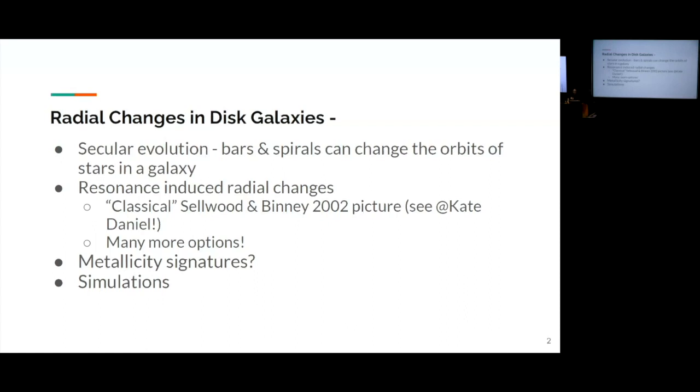It was actually taught to me by the wonderful Kate Daniel, who I thought would be here in person, but it seems she's here in spirit. But if you have questions, you can also ask her about that.